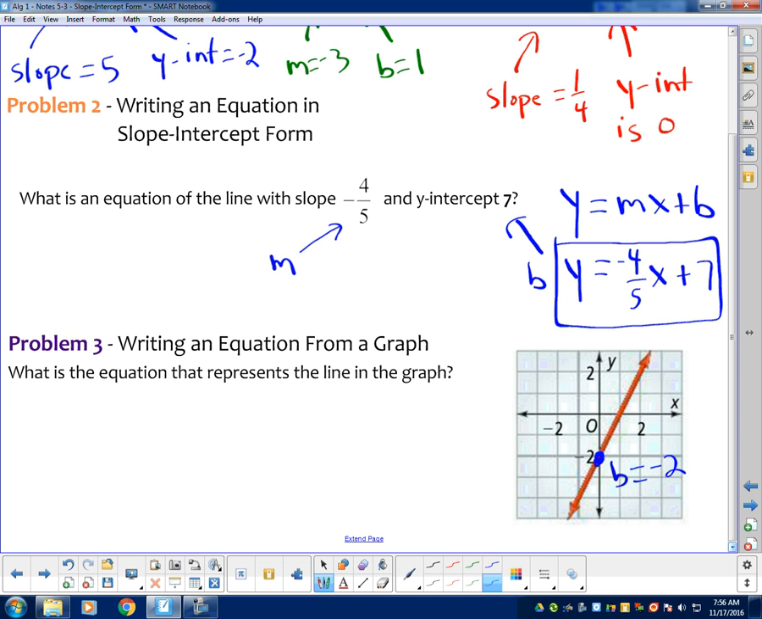It's kind of like the problem up above. We know what the y-intercept is. It's negative 2. Now in order to find m, we're going to have to do some counting here.